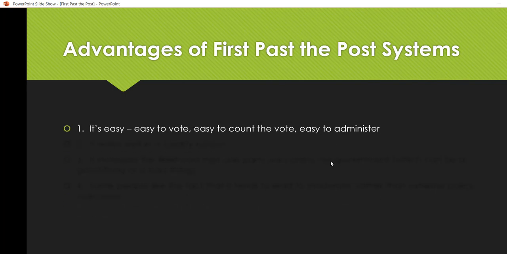So one of the first advantages of first past the post systems, they're easy. It's easy to vote. There's usually a relatively small number of candidates running.